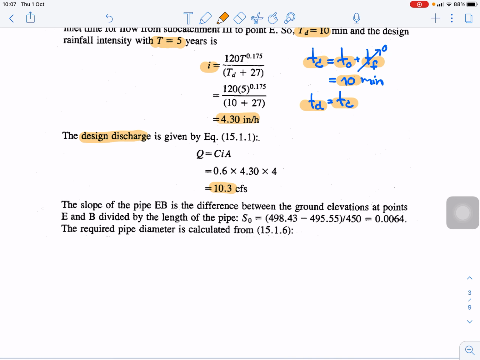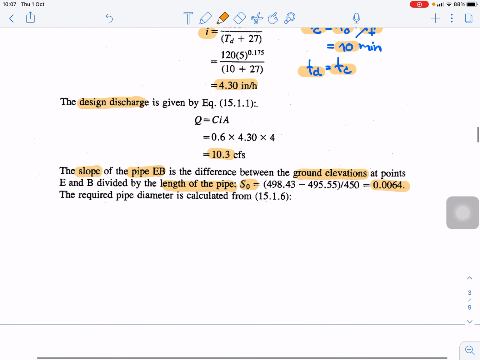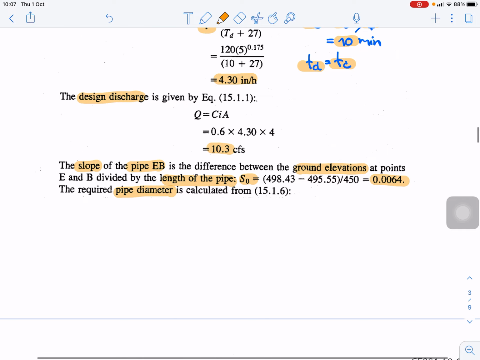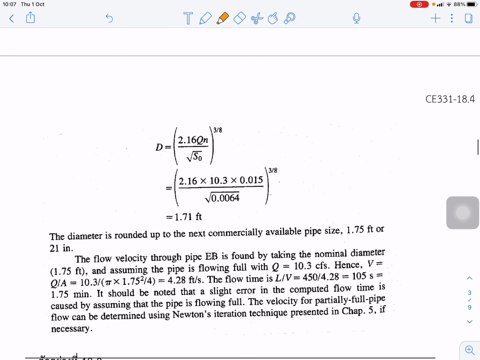Next, to design the pipe diameter, first find the slope of pipe EB. It is the difference between the ground elevations at the 2 points divided by the length. So we can estimate the slope is equal to 0.0064. And next we find the pipe diameter, using this equation to estimate the diameter, substituting Q, Manning's n, and the slope. So we got 1.71 feet, and this is rounded up to the commercially available pipe of 1.75 feet or 21 inches.